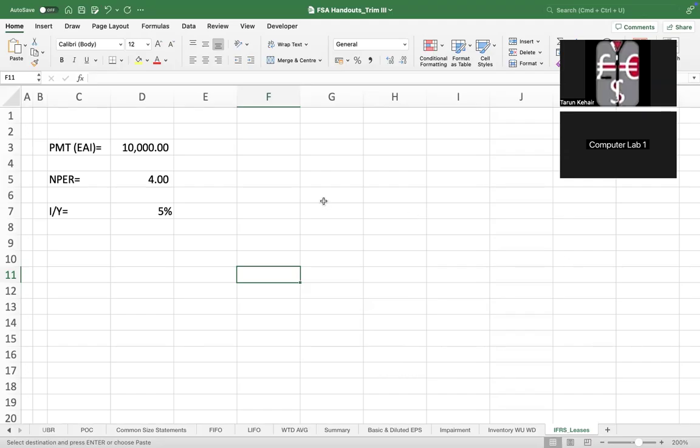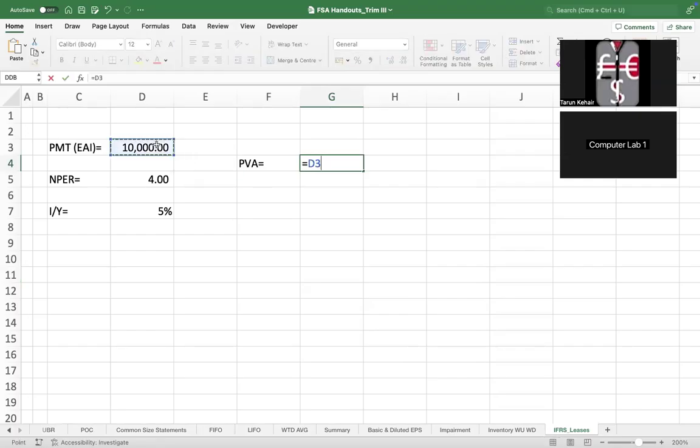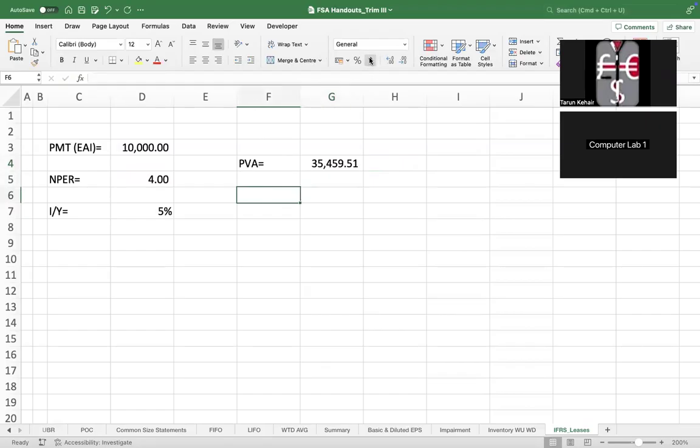ROU is right of use, and the lease liability both. Now you can find the present value by two methods. One is the normal formula for present value of an annuity, which is annuity value into (1 minus 1 by (1 plus R) raised to the power of n), divided by R, which gives you 35,459.51.